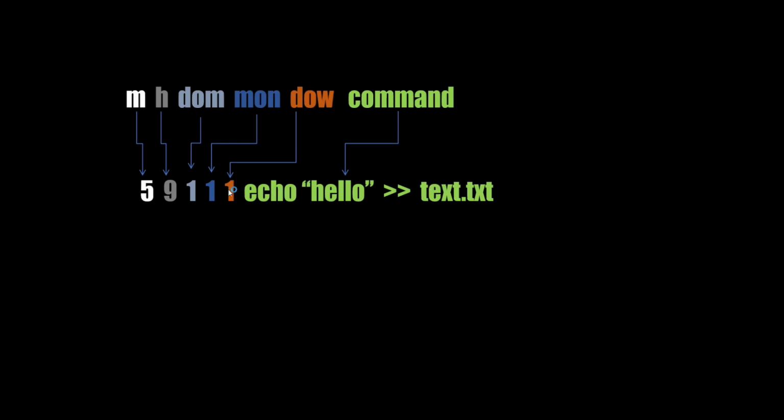I am scheduling this particular command using my crontab. The timestamp that I'm using is every fifth minute of the ninth hour. For day of the month I gave 1, in the sense the 1st of January at 9:05, this has to be executed. But we have to observe that I gave the value for day of the week as 1. It means we are talking about Monday. So on January 1st at 9:05, if it is Monday, then you have to execute this command.